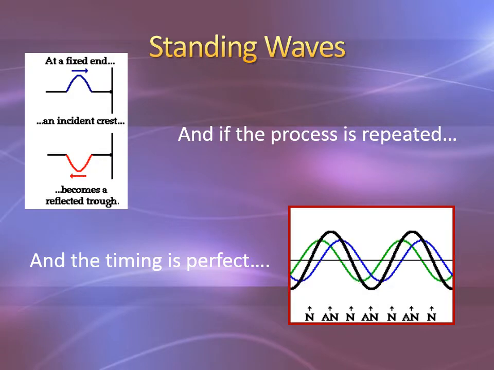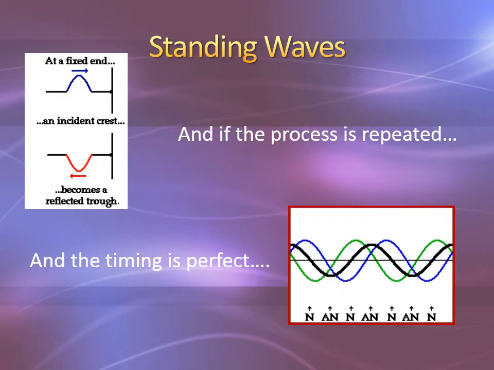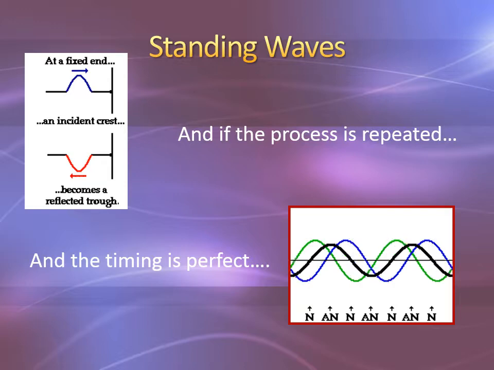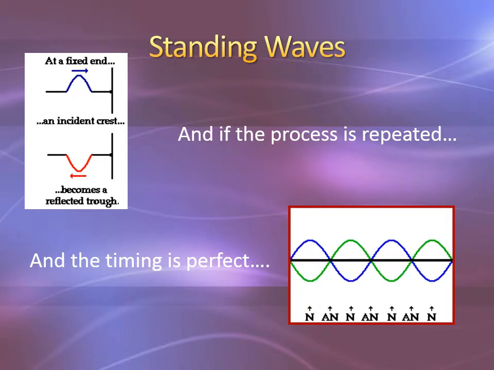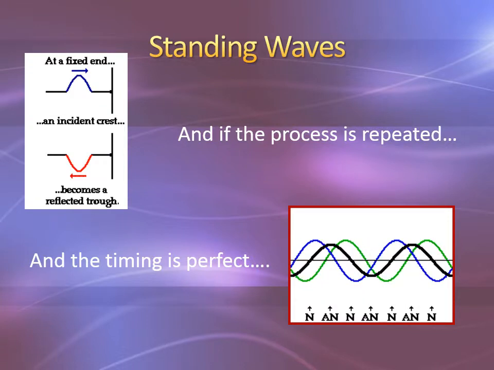So you see here, the wave that is blue moving to the right is interacting with the wave that is green moving to the left, and you get interference, which is causing that standing wave, the black one.